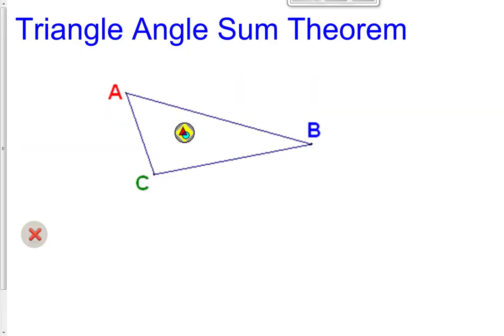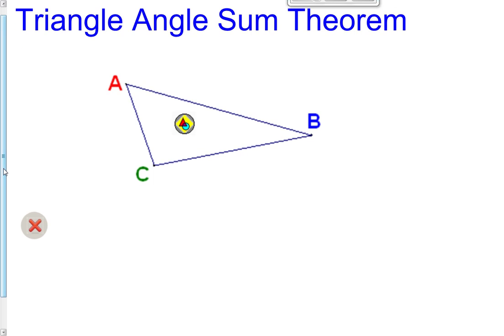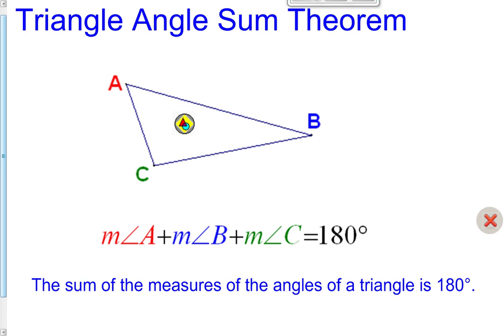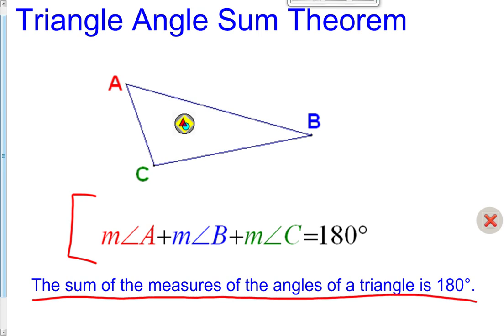So that's the first thing I want you to write down in your notes here. The triangle angle sum theorem is, if we take the three angles, here are our math symbols: the measure of angle A plus the measure of angle B plus the measure of angle C. When you add the three angles together, it equals 180 degrees, which is what this says right here. The sum of the measures of the angles of a triangle is 180 degrees. Please write that down in your notes. That is an extremely important concept.